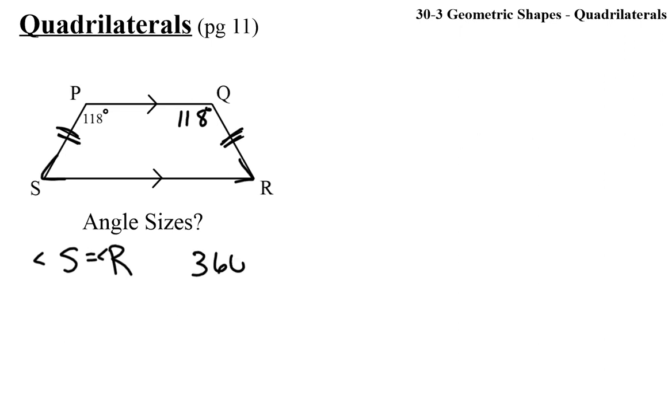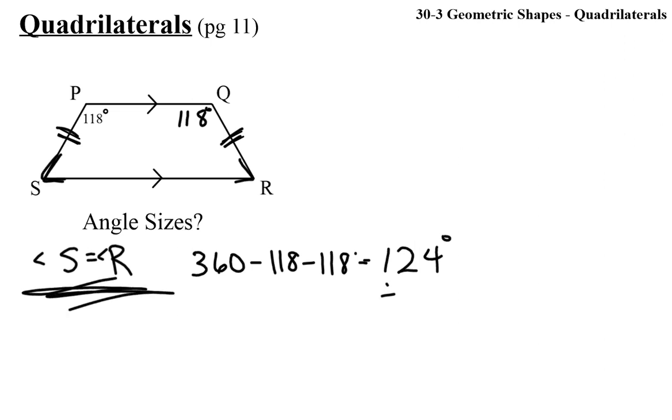So we take our 360 degrees for the trapezoid, subtract the two 118 degrees from each, and we're left with 124 degrees. But S and R we said are equal, so I divide those by 2, and we get 62 degrees for each because of that 360 and knowing the angles are the same because it's an isosceles trapezoid.